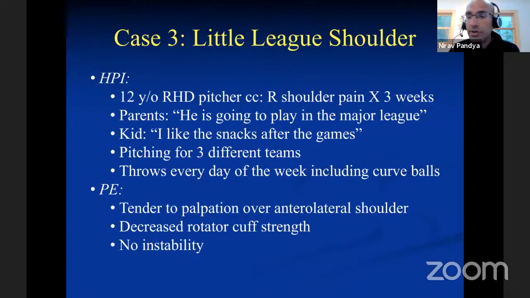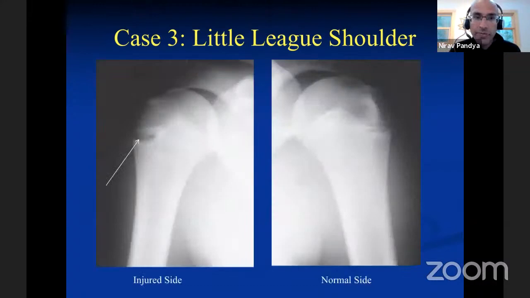A lot of these are the classic kids that come into my clinic where the parents have been pushing them to pitch. They throw every day of the week. They're tender over the anterolateral shoulder, they have decreased rotator strength, and they have no instability. This radiograph shows what Little League shoulder is. It's irritation of the proximal physis, and you can see how it's widened on the image on the left.